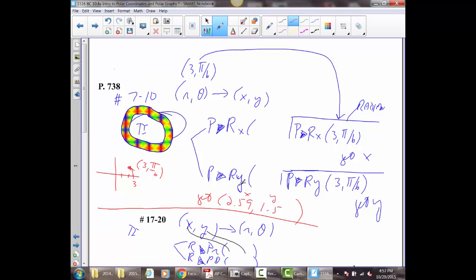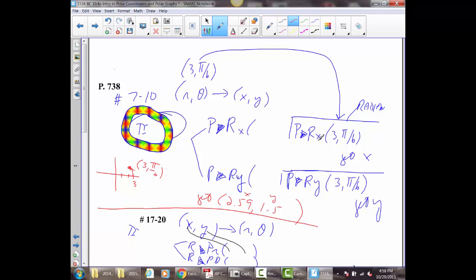Okay, so looking at numbers 7 through 10, they're giving you r and theta, they want x and y, so now we're talking on the calculator. Basically, you'll be able to go to the catalog and just press the letter P and scroll down until you see a P with an arrow pointing to an Rx and a P with an arrow pointing to an Ry. So this is polar to rectangular x, polar to rectangular y.